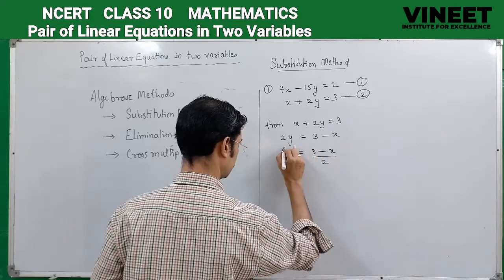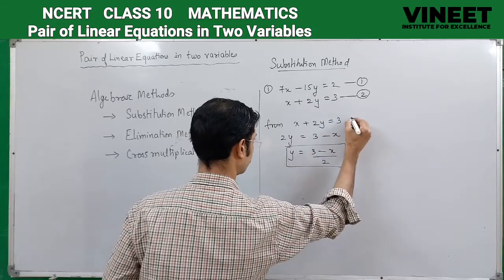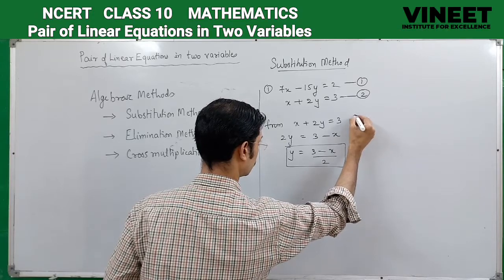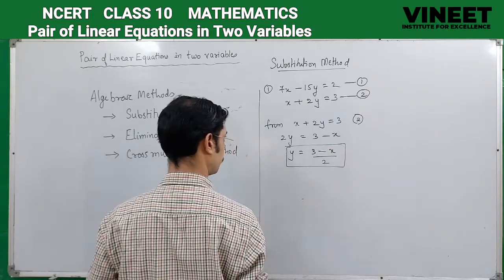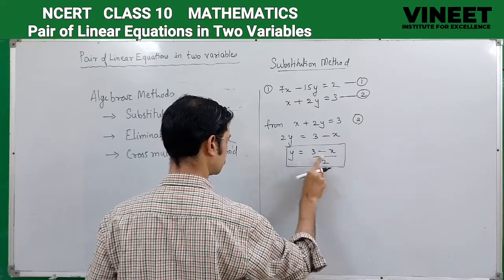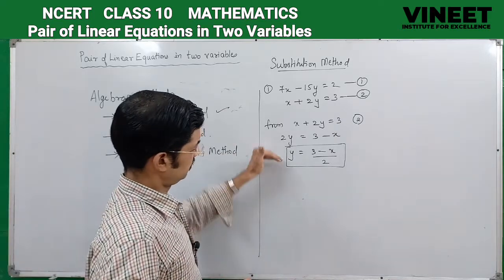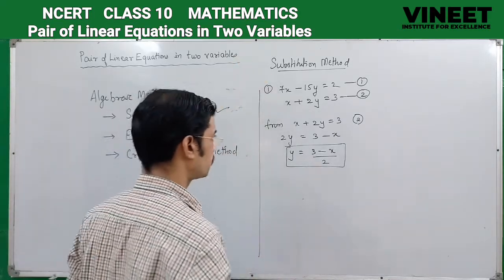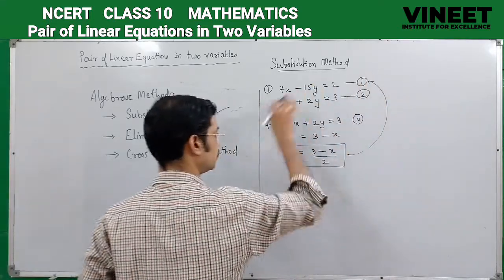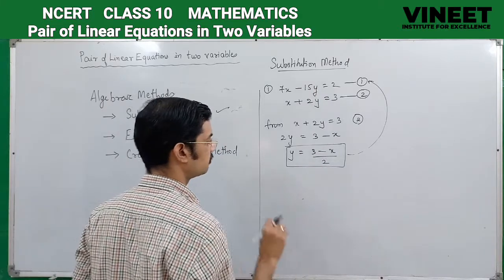So this is what we are going to substitute. This is derived from equation number 2. From equation number 2, I got the expression of y in terms of x. Now this is to be substituted into equation number 1. Instead of y, I will be replacing it by (3 minus x) by 2.